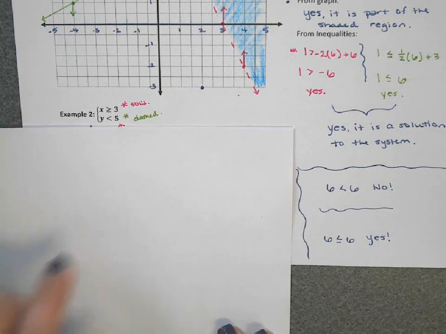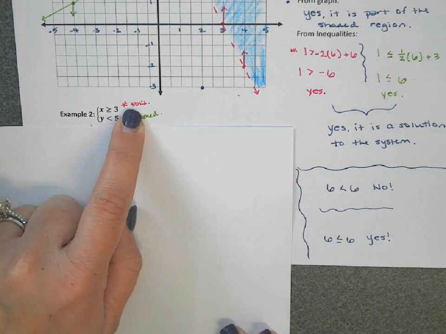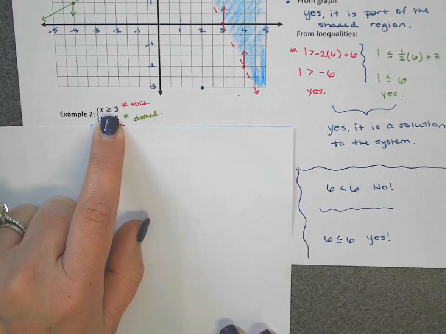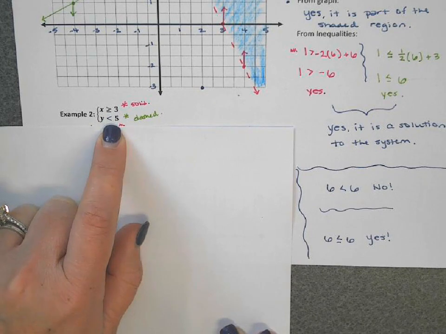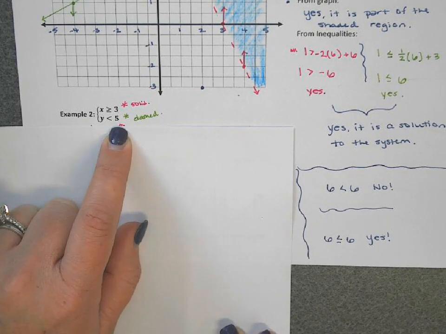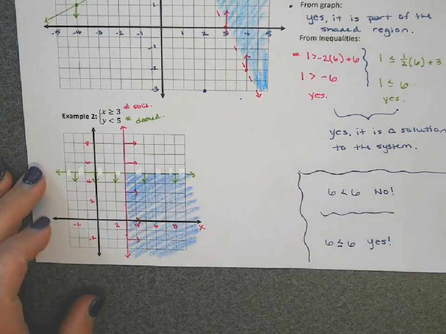On this one, x is greater than or equal to 3. It's going to be a solid line. X equals equations are a vertical line. So it goes through the x-axis, a vertical line, through 3. The y is less than 5 is going to be a horizontal line. It's got to be dashed through 5. So through the y-axis at 5. So when we do that, it looks like this.